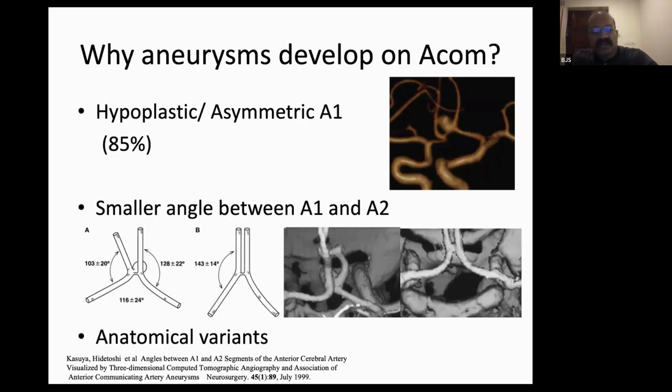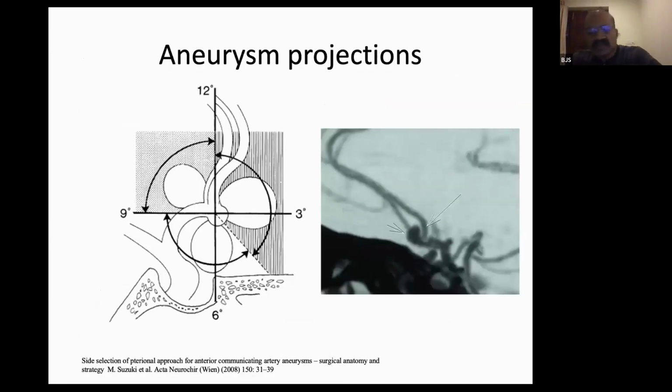Also, other factors have been considered. A smaller angle between the A1 and A2 segment of the anterior cerebral artery can lead to aneurysm development. A higher angle between the A1 and A2 means that the blood flow will be quite streamlined, and there will be no hemodynamic stress occurring at the A1 A2 junction or in the region of the ACOM that can lead to development of aneurysms. And anatomical variations, as I said, like the azygos A2 can lead to development of aneurysms.